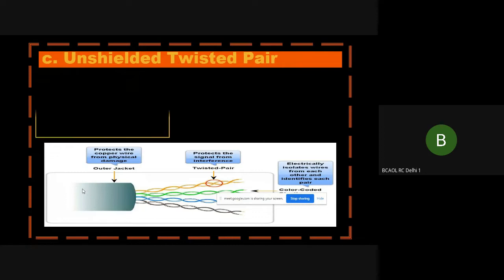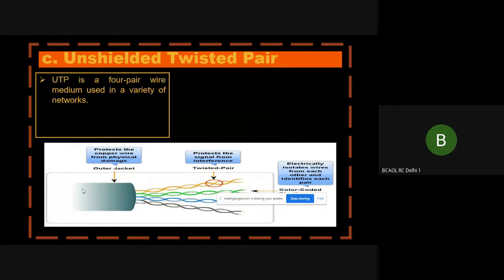Then when you talk about unshielded twisted pair, unshielded means what? There is no shield above. So UTP is a 4-pair wire medium used in a variety of networks. Can you see here different wire mediums? Different colors of wires are there, and they are twisted. So generally UTP, unshielded twisted pair, is a 4-pair wire.